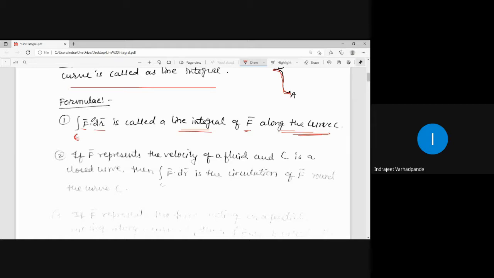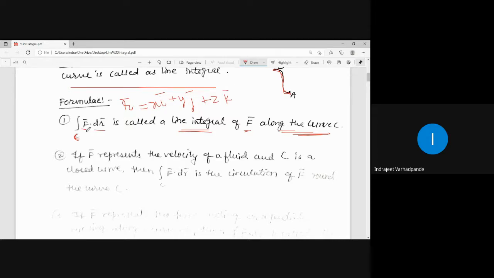What is this dr bar? Dr bar is nothing but the differential of the position vector. How is the position vector given? Position vector is given by r is equal to xi plus yj plus zk. So this is particularly the position vector r bar given by xi plus yj plus zk.